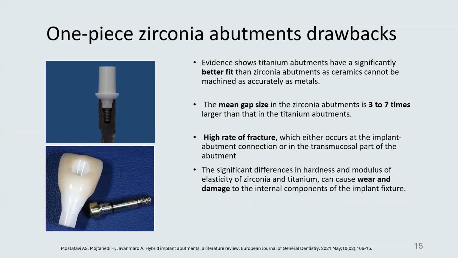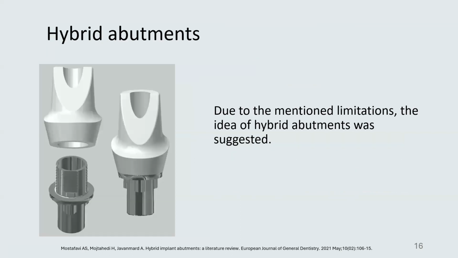Another issue associated with zirconia abutments is, as we know, zirconia has a very high flexural strength. And this difference between the hardness or flexural strength of zirconia and titanium can cause wear and damage of the internal components of the implant fixture. Therefore, one-piece zirconia abutments are not commonly used nowadays, and the concept of hybrid abutments was proposed.